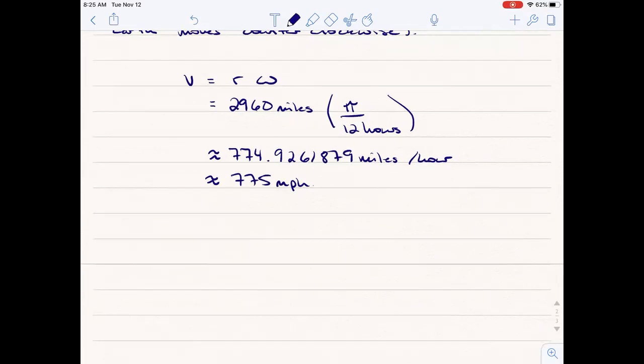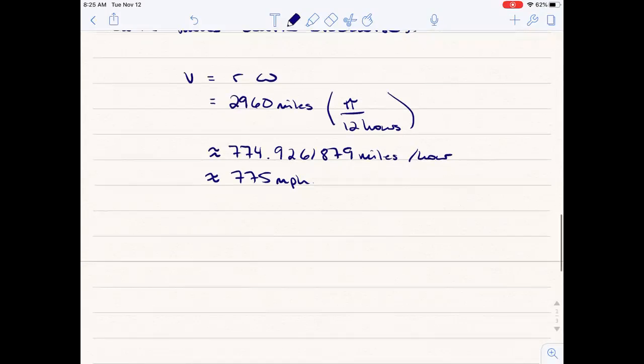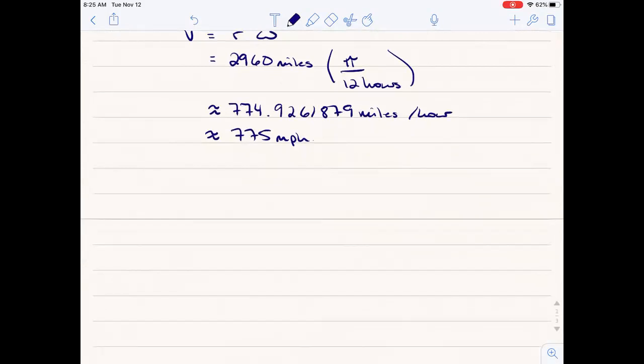All right, so we've approximated the linear velocity of Lakeland Community College to be 775 miles per hour. Cool. Yeah, just mic drop. That makes sense, right? Ties everything together. No, not really.